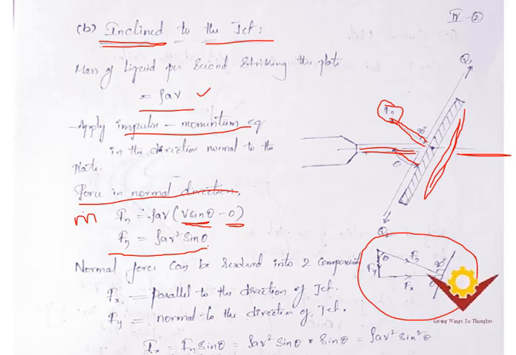Clear? And now for this we require the force in the x direction and the force in the y direction. What is the x direction? Parallel to the direction of the jet, and y is normal to the direction of the jet. Clear? So from this given figure, you can say that Fx equals Fn sin theta, Fy equals Fn cos theta. If you resolve this, what you're going to get is rho a v square sin square theta for x, and rho a v square sin theta cos theta for y. Clear?